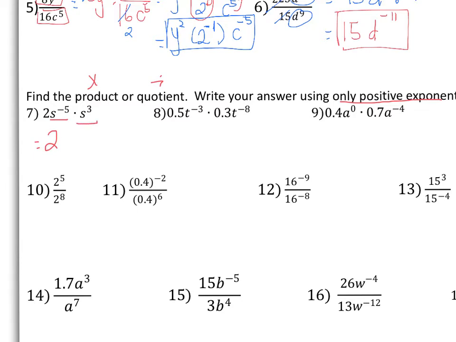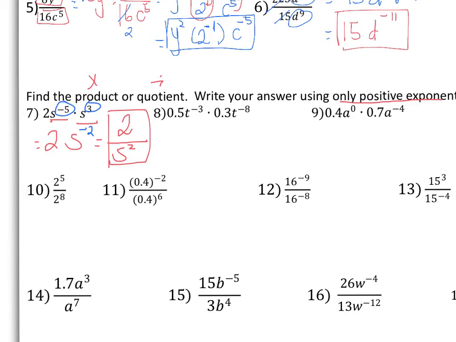And I notice that s to the negative fifth power has the same base as s to the third power, so I can use the product property and add negative 5 and 3. Okay, so that will give me negative 2. And therefore, I can move s to the negative 2 power to the denominator to make the exponent of 2 positive.